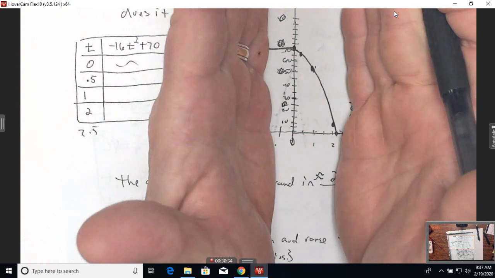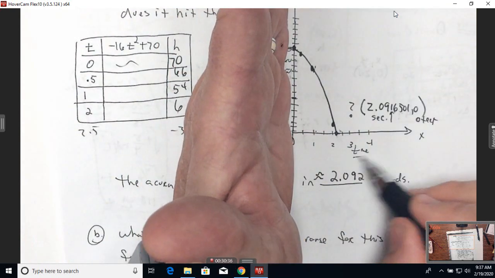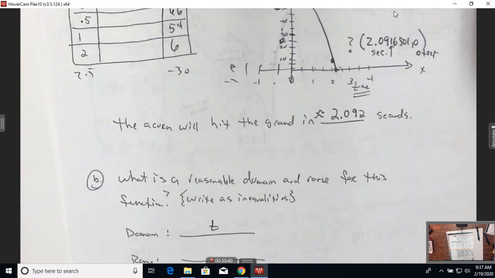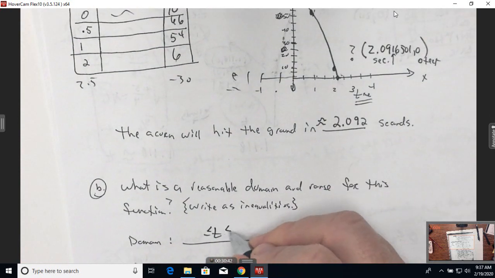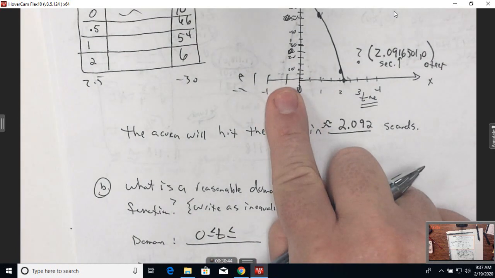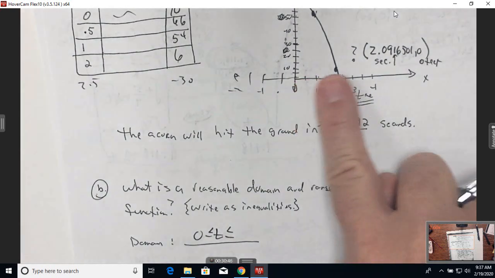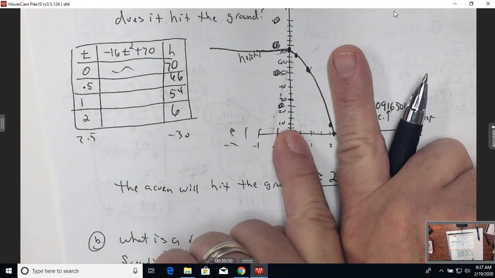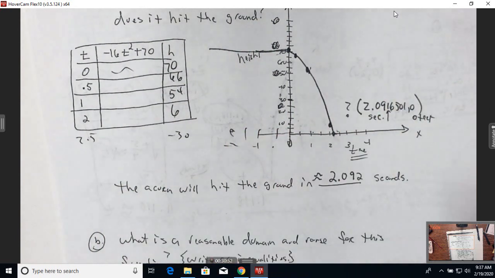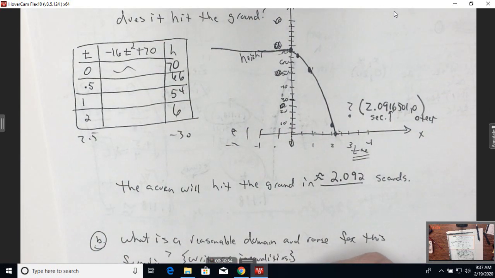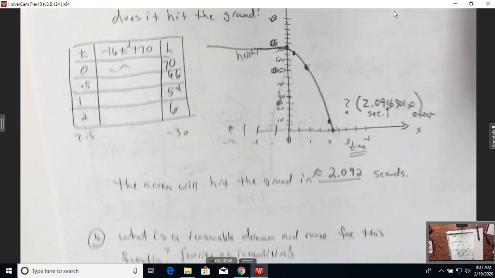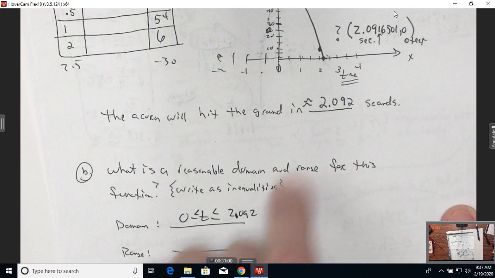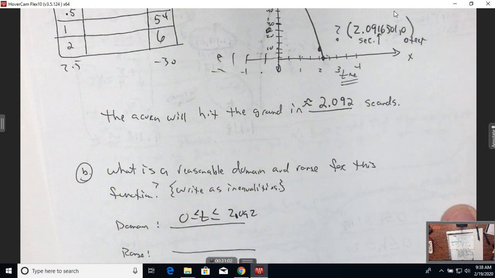What are the x's? The x's are referring to my time. So my time should be in between what values? 0, right? Because it doesn't make sense to have negative time. And so my time is my x's. So my x's are in between 0 and 2.092 seconds. Why? Because I don't have negative time. And then the time stops when the acorn hits the ground.